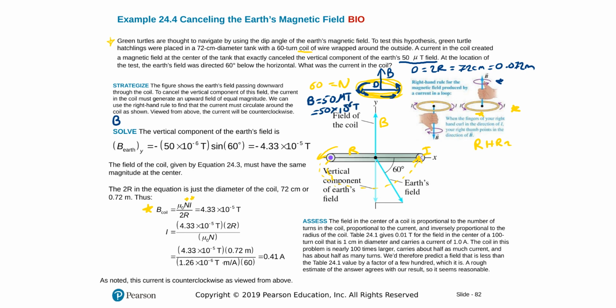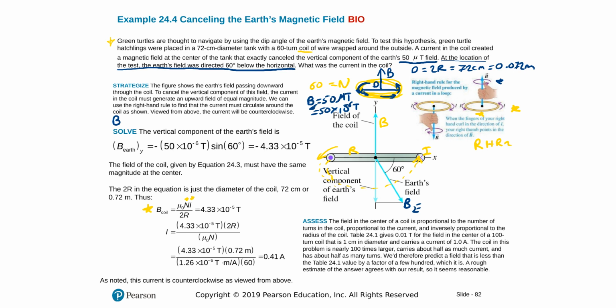At the location of the test, the Earth's field was directed 60 degrees below the horizontal. Oh, I should have kept reading in this case. At the location of the test, the Earth's field is directed 60 below the horizontal. I thought they gave us already the component along B. But this is B Earth, not B. B Earth has a 60 degree tilt. We have it in this figure here too.